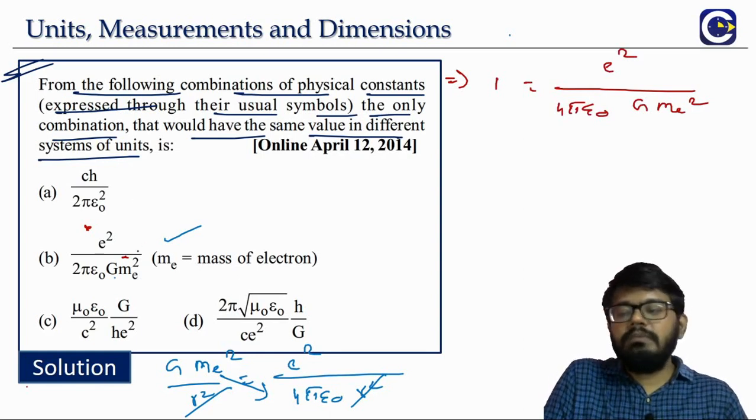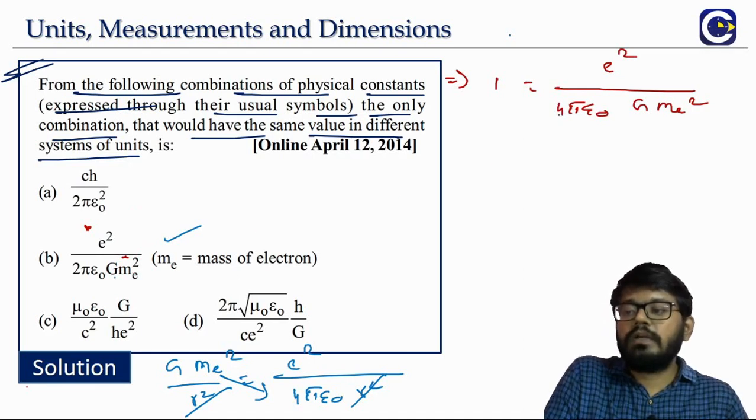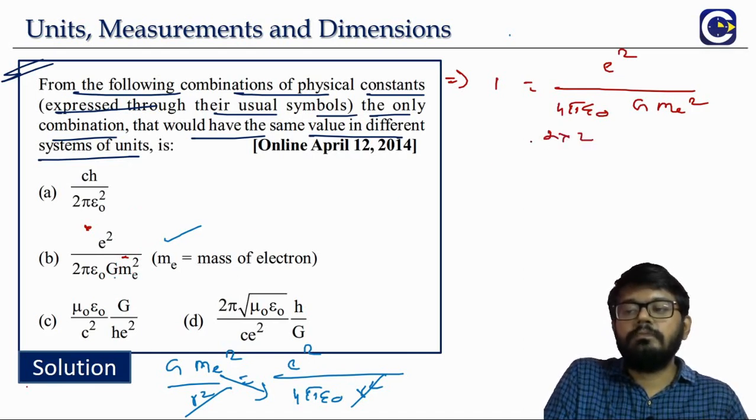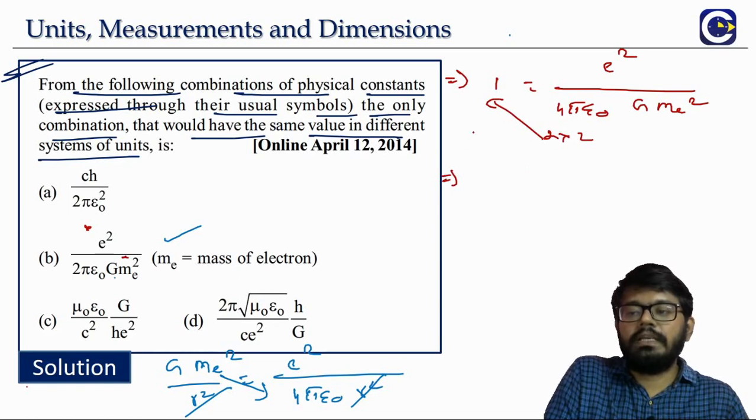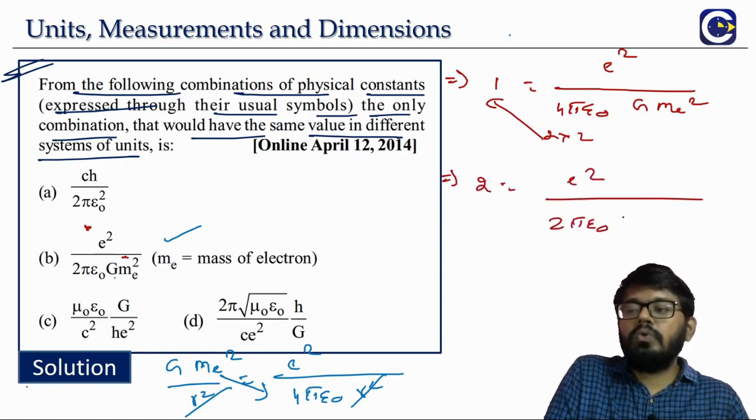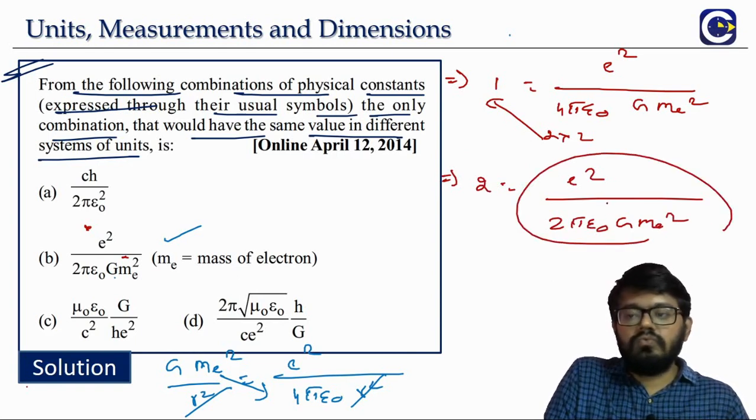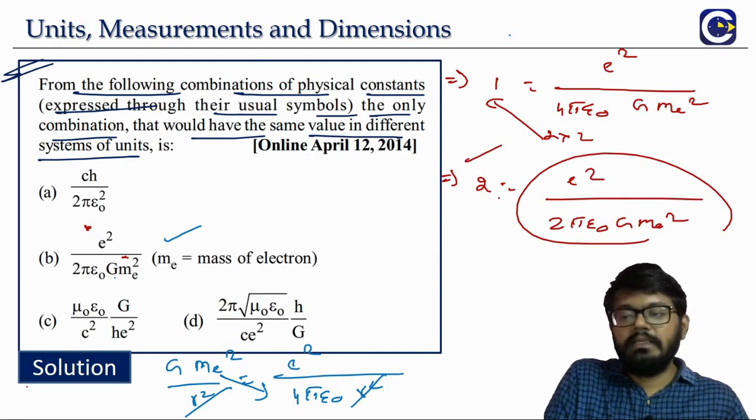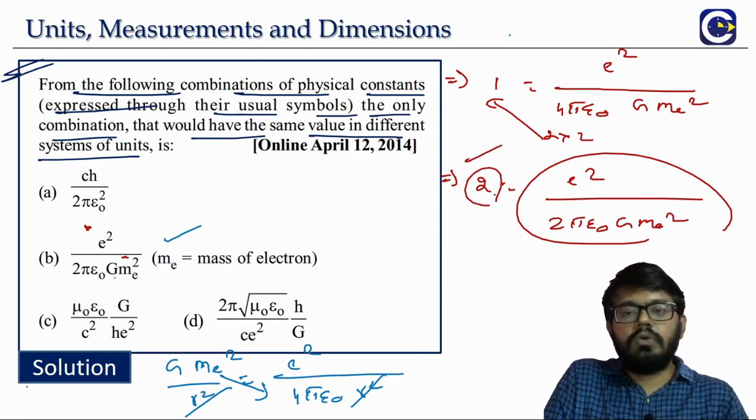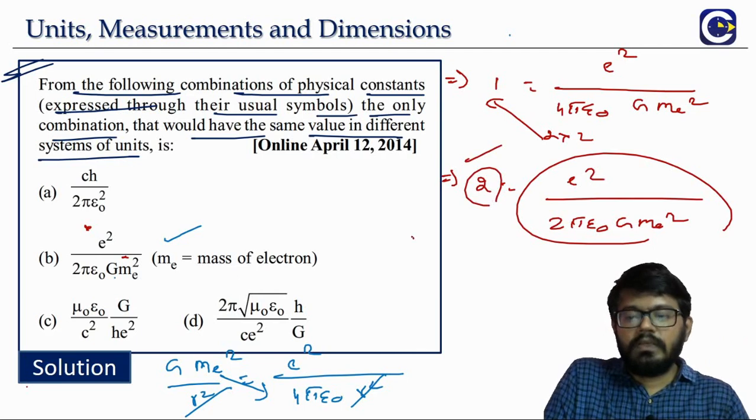But you see option B, what is it? e square by 2 pi epsilon naught G into me square. It means the 4 we should write as 2 into 2. So 1, 2 we will take to the right. So 2 is equal to e square by 2 pi epsilon naught G into me square. This entire value, e square by 2 pi epsilon naught G into me square, is numerically equal to just 2. It has no units, no dimensions basically.